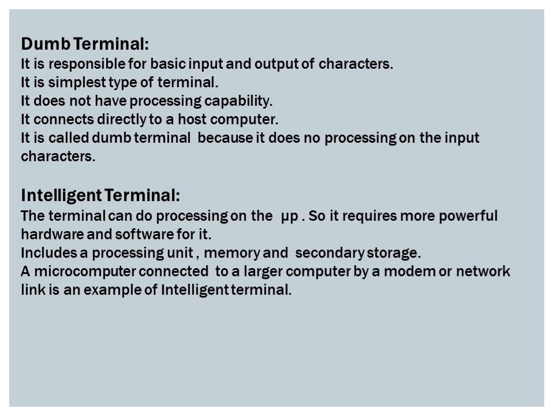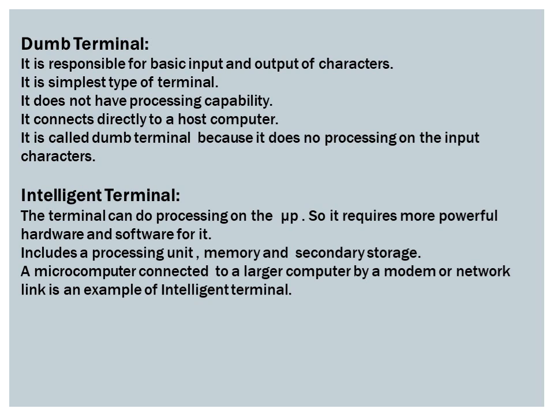Second, the intelligent terminal. As the name suggests, intelligent. The terminal can do some processing on its own. So it performs some processing. The processing takes place in that particular terminal. So it is called an intelligent terminal. It requires more powerful hardware and software. When a particular process takes place on a computer, a particular program is going to execute. So it will require some hardware and software. For example, CPU, etc. It includes a processing unit, memory and secondary storage.